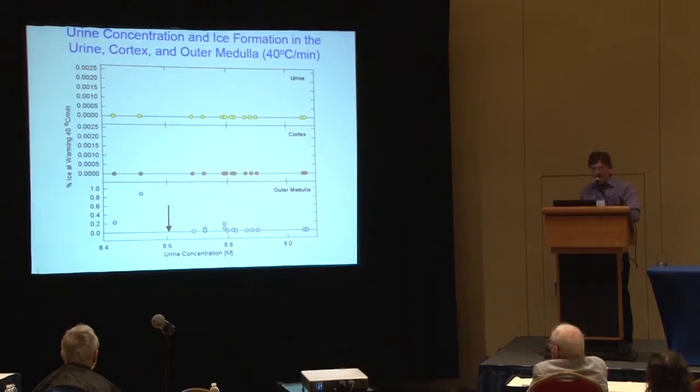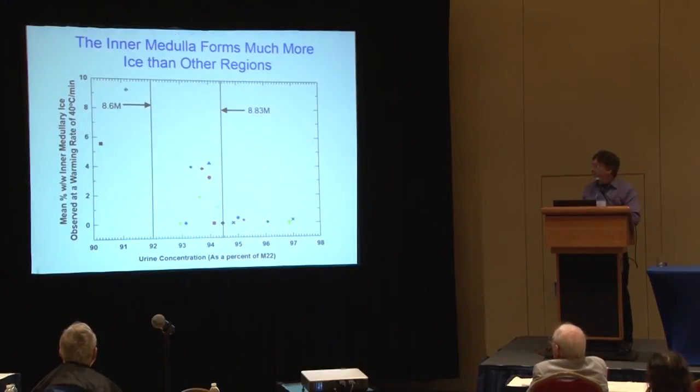But what about the inner medulla? Well, the inner medulla is a lot worse. So here's the 8.6 molar limit for the outer medulla, above which no ice would form essentially. And for the inner medulla, you have to go up to that 8.8 molar level in the urine in order to suppress it. But it turns out that this picture is far more interesting than it looks.